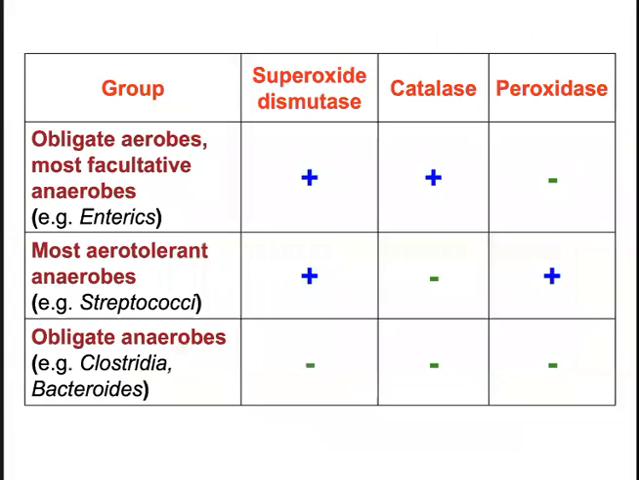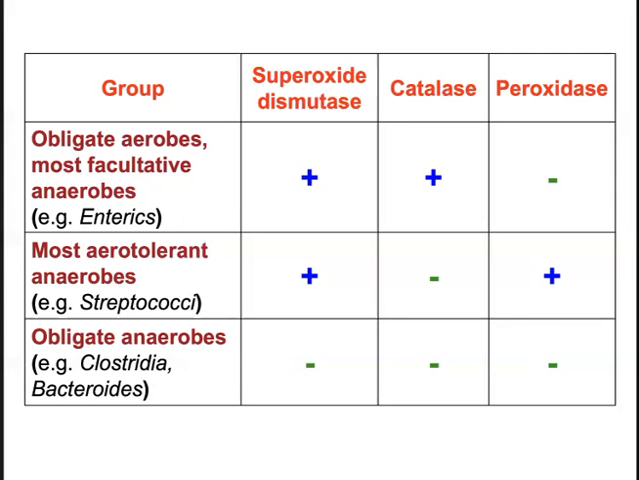Okay, so we can also group organisms according to their ability to produce enzymes. Our obligate aerobes and most of the facultative anaerobes are able to produce superoxide dismutase and catalase, but they cannot produce peroxidase. Most aerotolerant anaerobes like streptococci can produce superoxide dismutase and peroxidase, but they cannot produce catalase. That's why they are negative for the catalase test.